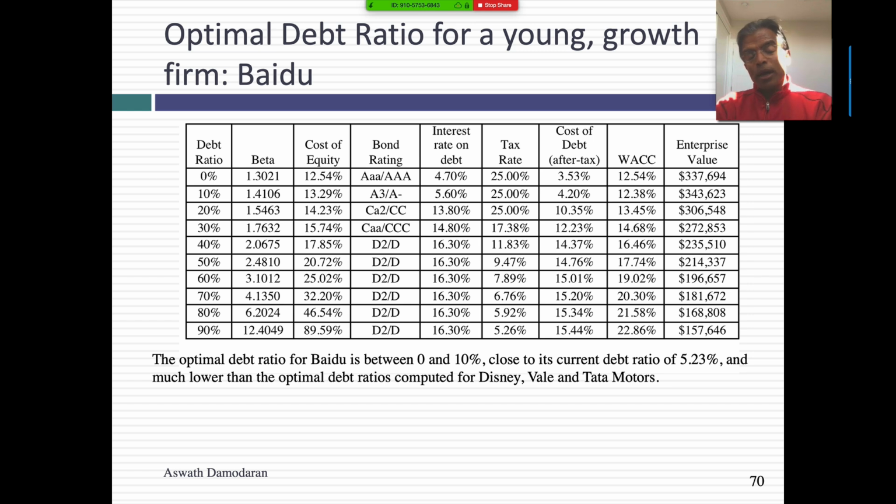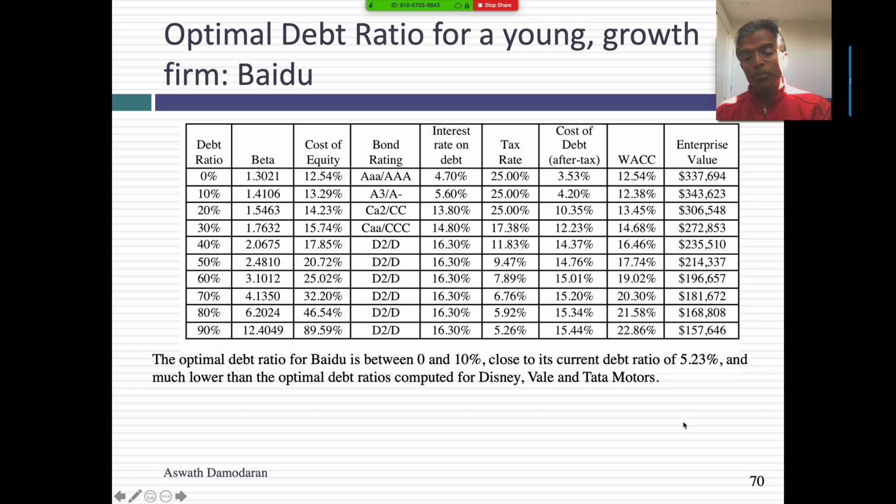Now let's talk about Baidu. Young growth company, can I use this approach? Yeah, sure, I can do an optimal debt ratio like any other company. But what I find for Baidu is its optimal debt ratio is only 10%. You think, why is it so low? In a moment, we're going to see what causes these companies to have different optimals, because already you can see Disney's optimal is 40%, Vale's optimal was 30%, Tata Motors was 20%, and Baidu's was 10%.